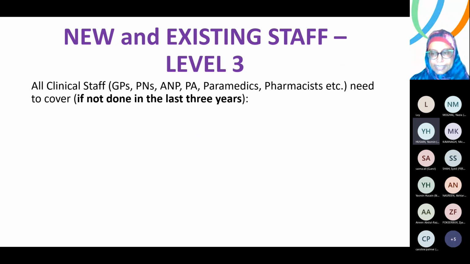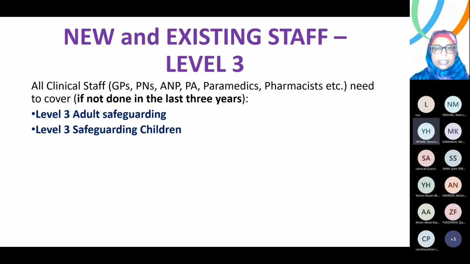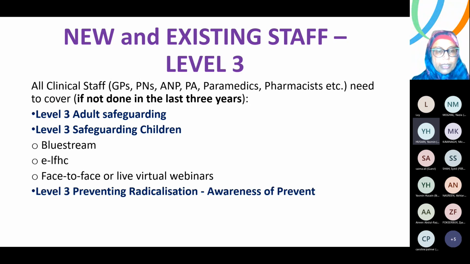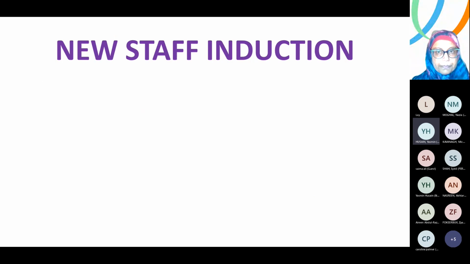For new and existing staff who are all level 3, so that's all the clinical staff, if they've not done this in the last 3 years, tell them to do the level 3 adult safeguarding and level 3 safeguarding children. They can do that on Bluestream, they can do it on e-learning for health, they can attend face-to-face sessions, or they can attend these live virtual webinars, they all count. They also need to do level 3 preventing radicalisation and awareness of Prevent. And they can only do that on e-learning for healthcare.